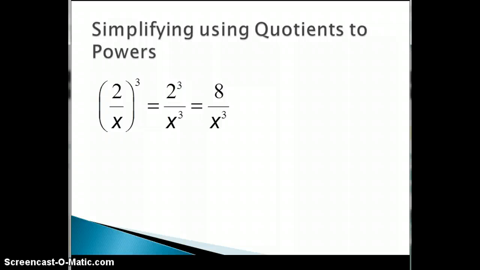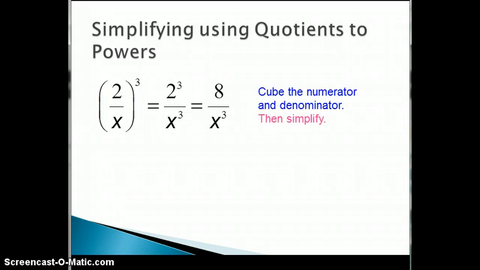So let's use that on a couple examples here. So here we have the quotient of 2 to x. So 2 divided by x is a quotient, and we're raising that to an exponent. So we need to use the quotients to powers rule. So the rule tells us to cube both the numerator and the denominator. So we do that first, and then we simplify if we can. So since the base of 2 is a number, we can actually perform that calculation. And 2 cubed means 2 times 2 times 2, so that equals 8. And then the denominator can't be simplified, so we're done.